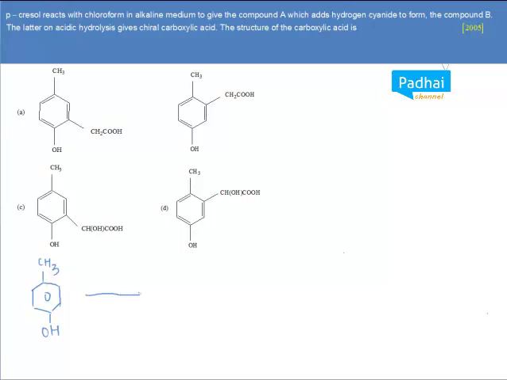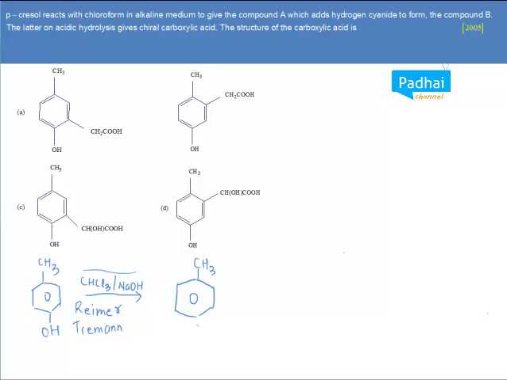right? Now what we are doing is we are adding chloroform, which is CHCl3, in presence of alkaline medium NaOH. So you might have seen this reagent. This is basically called Reimer-Tiemann reaction. Reimer-Tiemann reaction, right? Now this is basically a good question. In fact, apart from all the questions that we have already done, this is one of the good questions in organic. So in Reimer-Tiemann reaction, what happens?